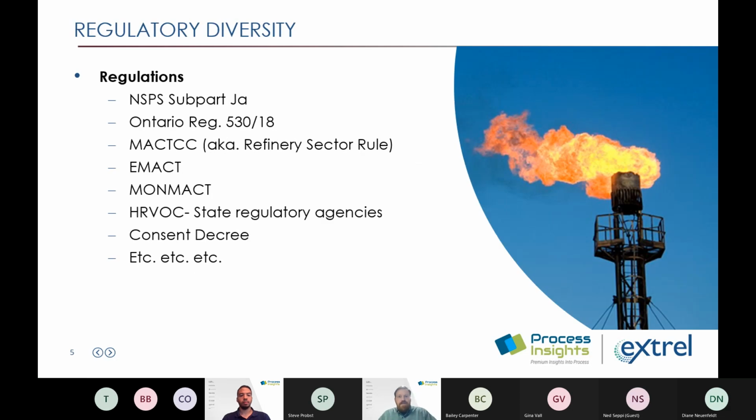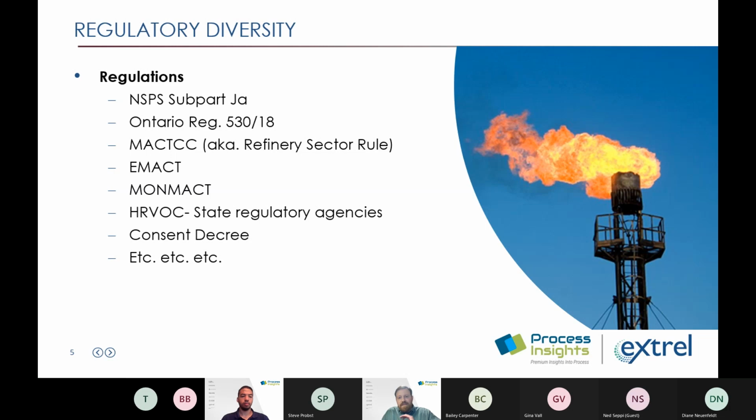Okay, so I mentioned that the regulatory landscape, though, is more complex, right? There's a couple main categories of regulation, but there's many types of different rules that a refinery or chemical plant could find apply to their flare. So just to give some examples here, on the slide you can see that NSPS subpart JA that I just mentioned, right? That's a sulfur rule from the US EPA that applies to oil refineries. In Canada, specifically in Ontario, they've also got a requirement to measure those sulfur compounds, in rule 530/18.